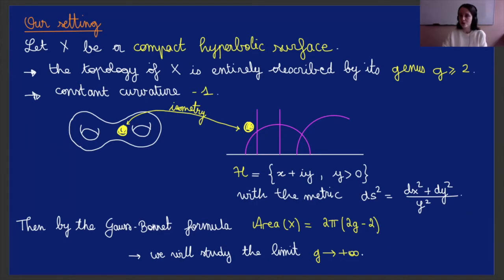proportional to the genus. So I will place myself in the asymptotic regime g going to infinity, which corresponds both to having more and more topology, so more and more holes in my surface, but also having a surface of area going to infinity, so a large scale limit.